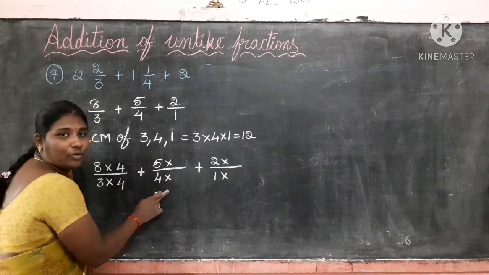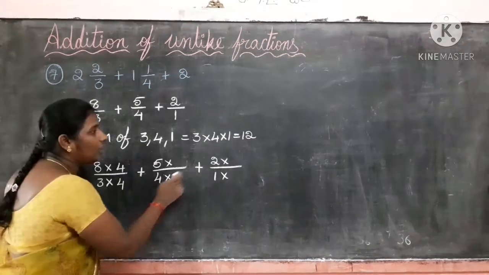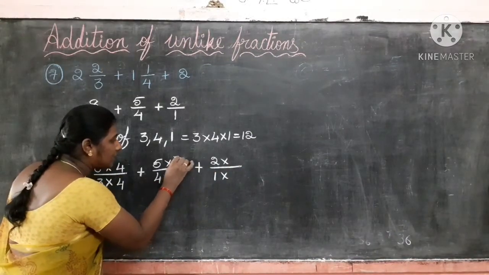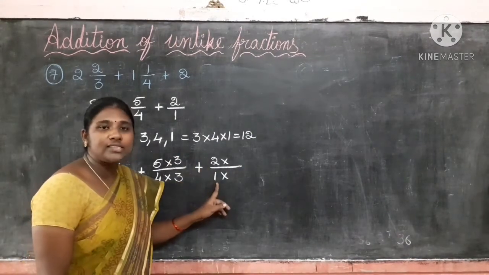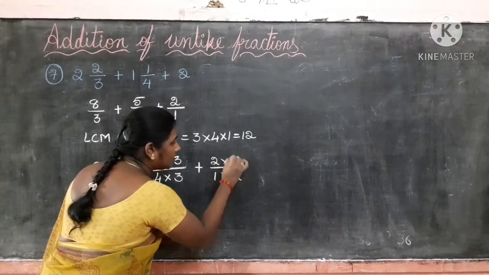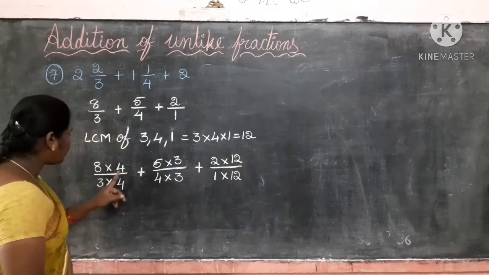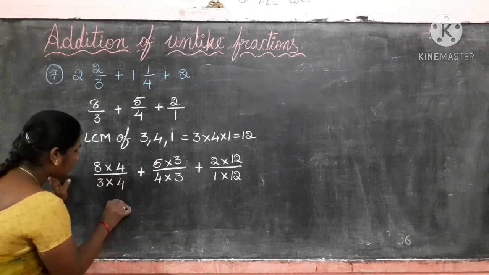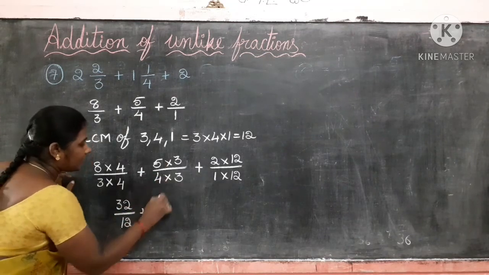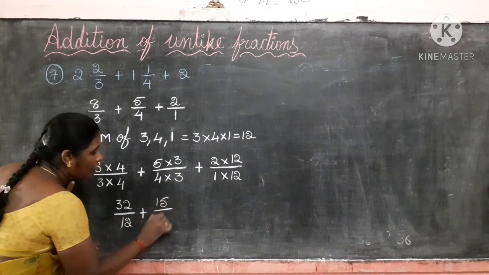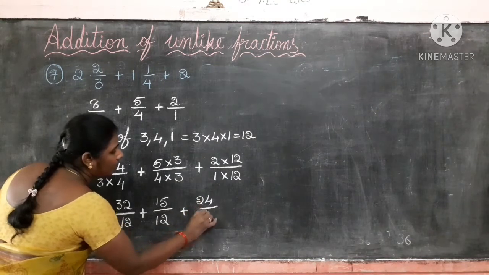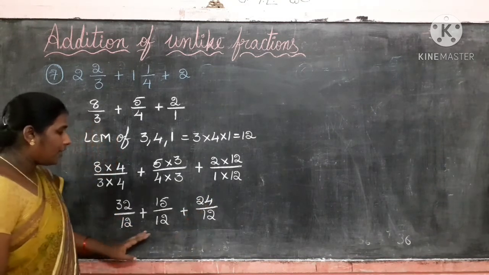Next fraction 5 by 4. Here the denominator is 4. This 4 table LCM how many times? 4 3s are 12. So both we have to multiply with 3. Next 2 by 1. This 1 table 12: 1 12s are 12. So both we have to multiply with 12. So 8 4s are 32 by 12 plus 5 3s are 15 by 4 3s are 12 plus 12 2s are 24 by 1 12s are 12.